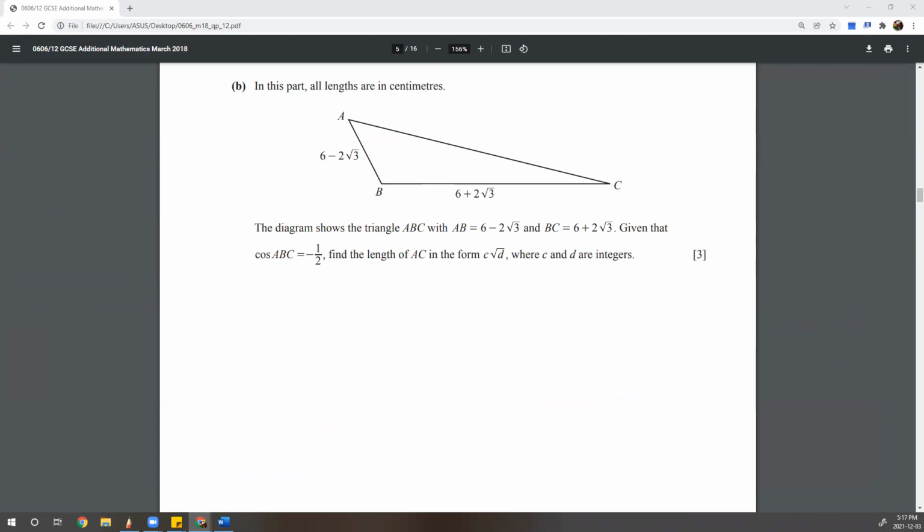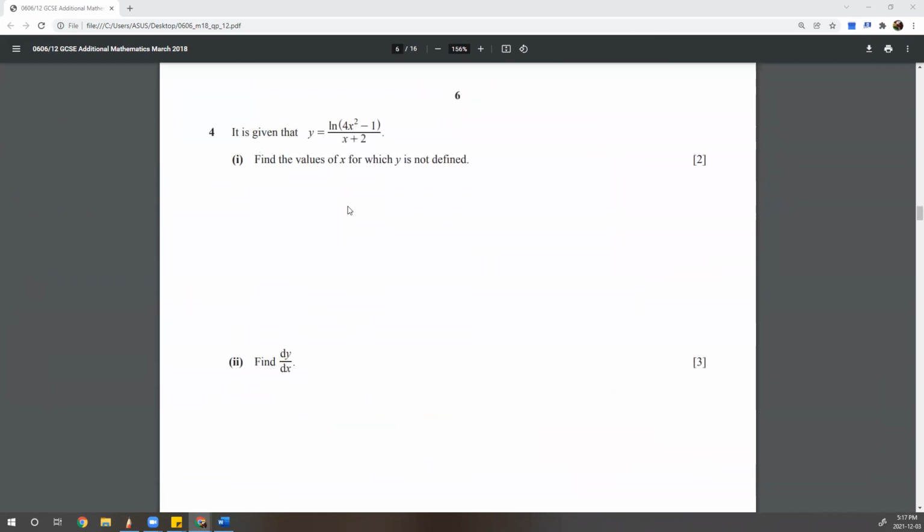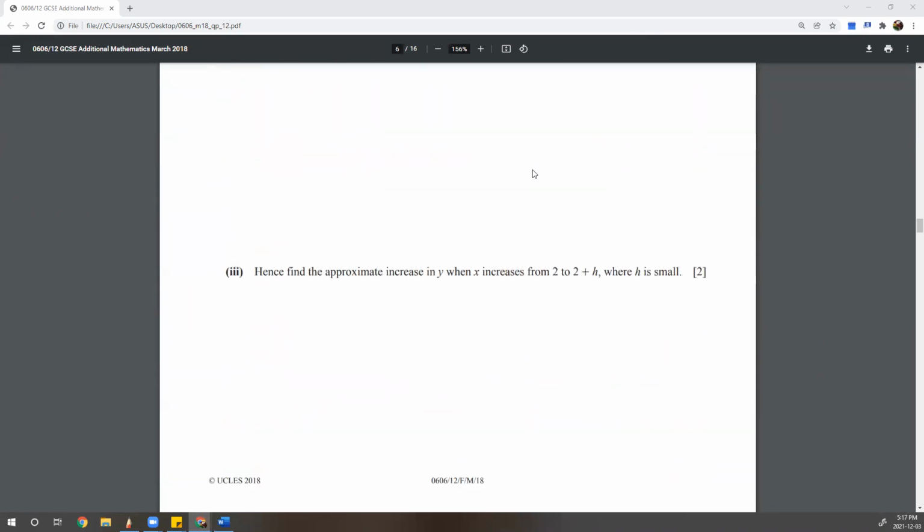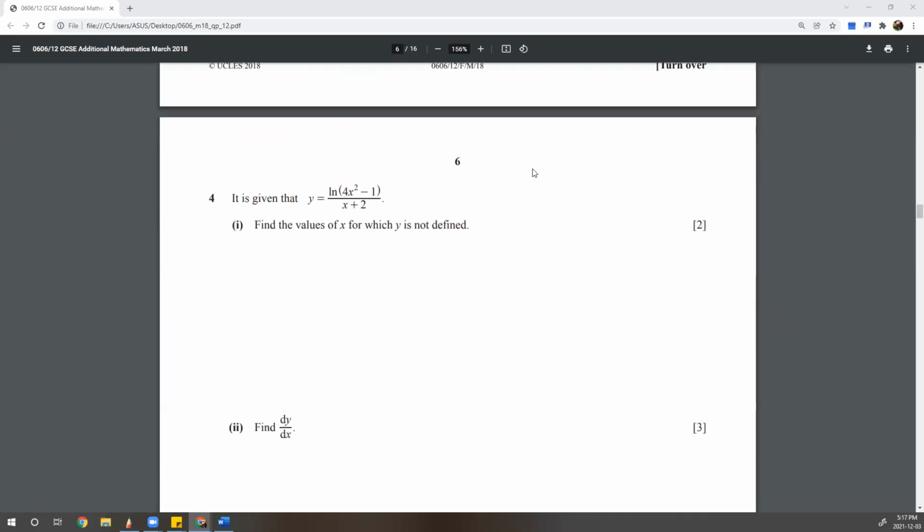4B, 4A, sorry. Wait. Yep, 4A. So much. Huh? No, 4A. Wait, is it question paper?